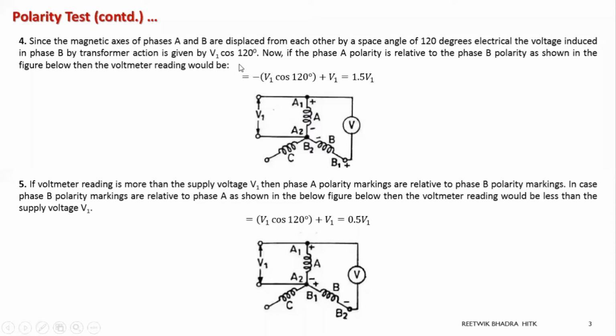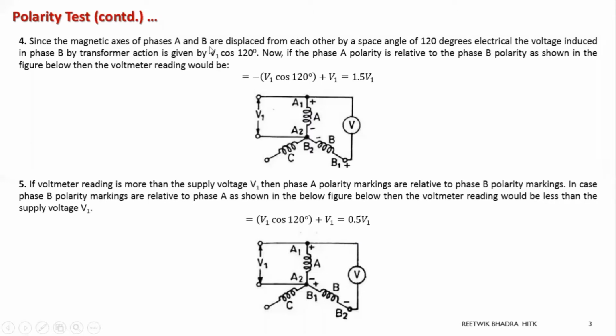You can take it in terms of sine also, no problem. So if phase A voltage is at cos 0, then phase B will be at cos 120. So if A voltage is V1, then this B voltage will be V1 cos 120. That is what I want to say, and that is what is written over here.